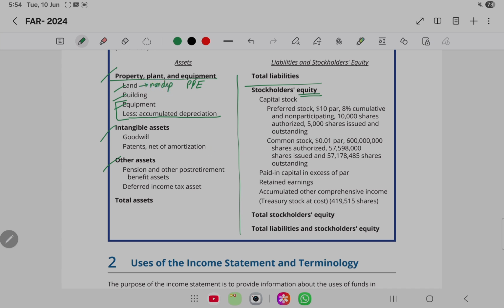In the intangible assets, there is goodwill. Goodwill is also not amortized. Then patents, net of amortization. It is a kind of depreciation, but we use the word amortization for intangible assets. Other assets are calculated on a net basis. Pension and other post-retirement benefit assets, though it is not in our syllabus. Deferred income tax assets are always considered long-term, non-current.